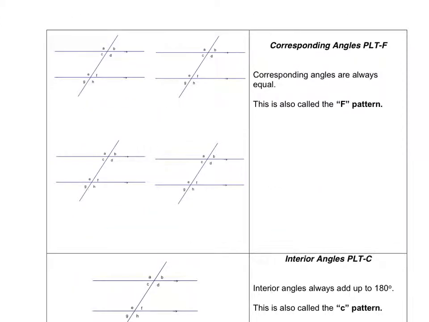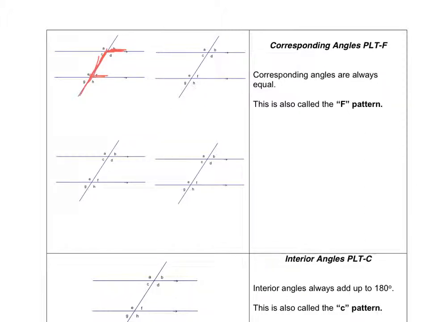The second relationship is formed when we have corresponding angles. Corresponding angles are always equal, and we can find corresponding angles when we see an F pattern. So here, I can form four different types of Fs given two parallel lines and a transversal. My first F, I will trap angle D, and I'm going to trap angle H.